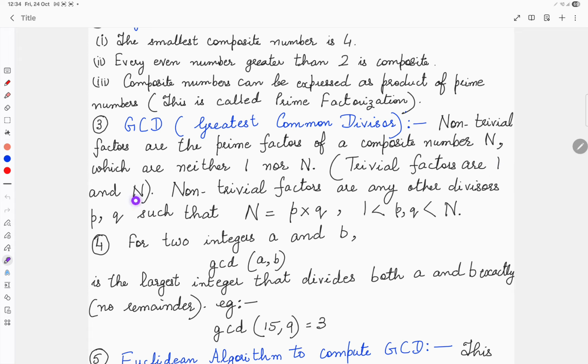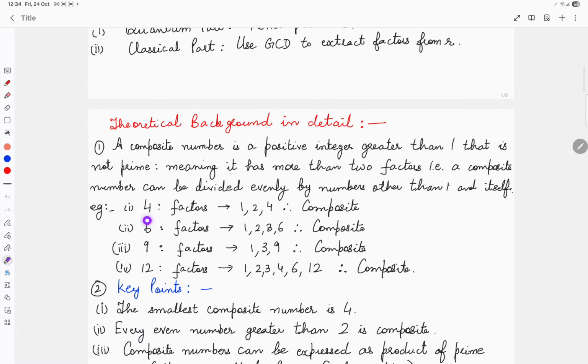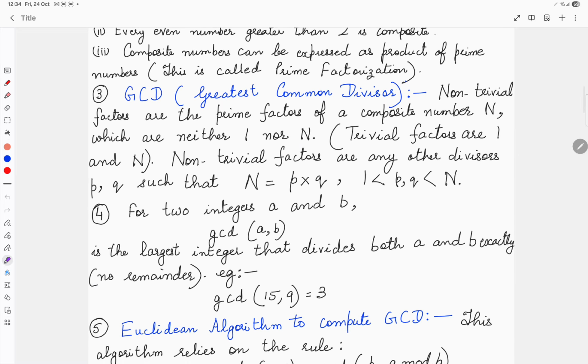Number 1 and the number itself, these are the trivial factors. So any other factor will be a non-trivial factor. For example, in the case of 4, 2 is a non-trivial factor, whereas 1 and 4 are trivial factors. So non-trivial factors are the prime factors of a composite number n, which are neither 1 nor n. Any other factor will be a non-trivial factor.